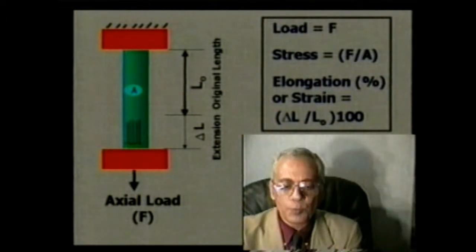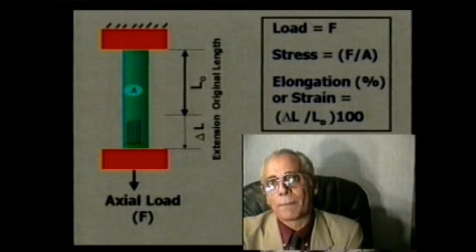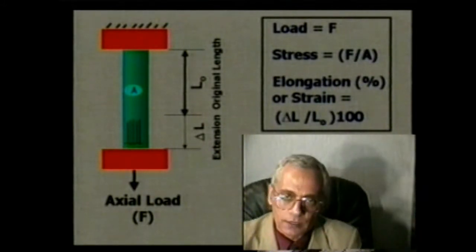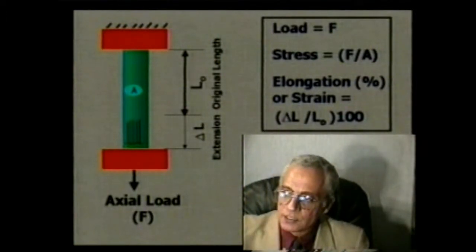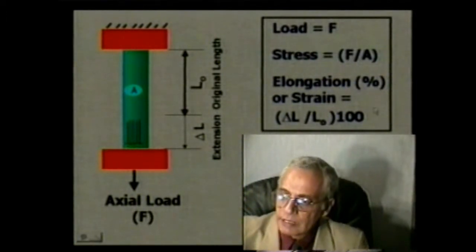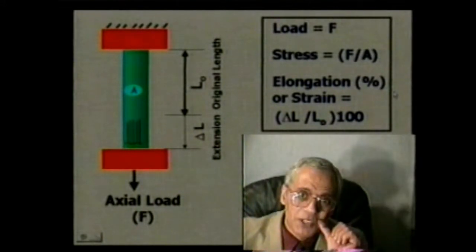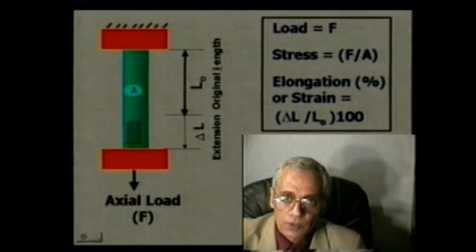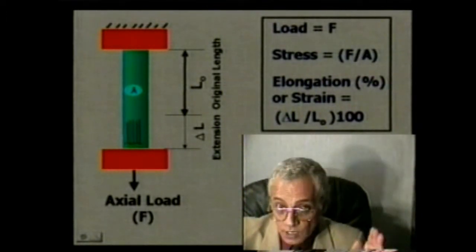So we have two basic definitions, or two basic parameters that describe the tensile loading. One is the tensile stress, defined by the load we are applying divided by the area of cross-section, and the other is the elongation percent, or the strain, defined by the increase in the length divided by the original length. And we can express that in percentage, as you see here. These are basic parameters.